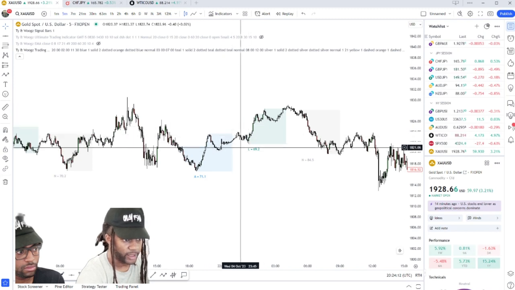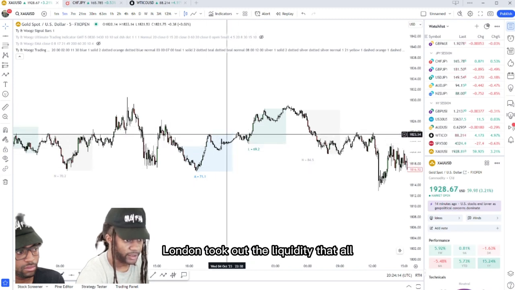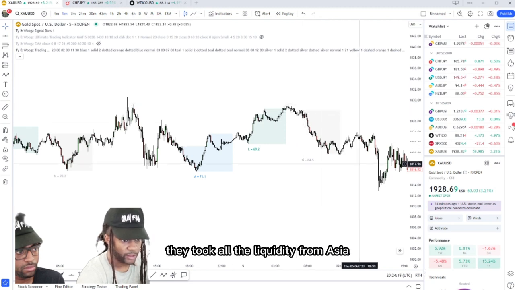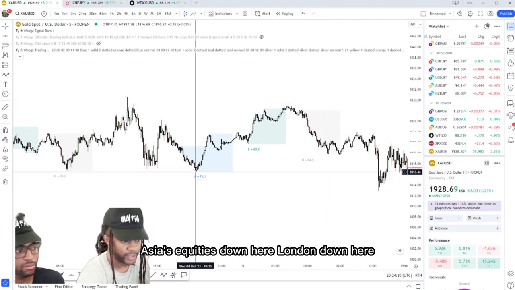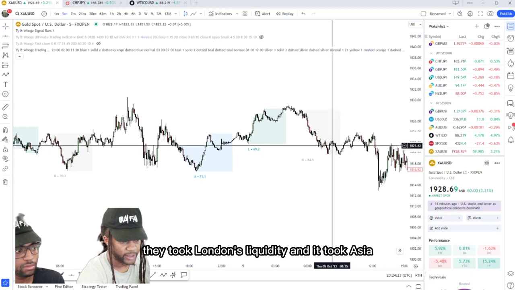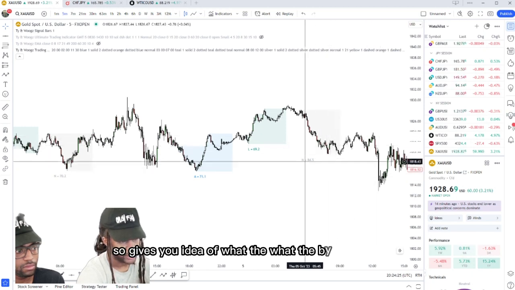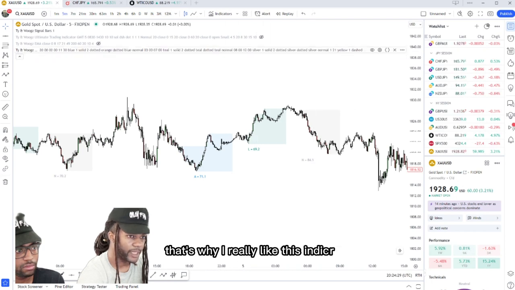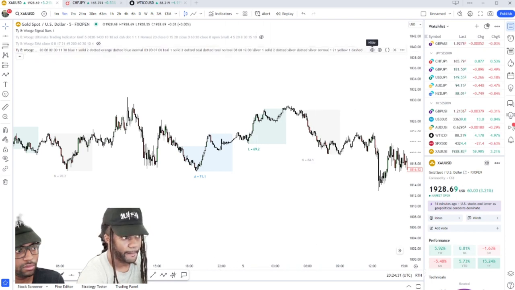Like Asia's right here. London took out the liquidity. Like we pushed the price up higher. New York came. They took all the liquidity from Asia. Asia's liquidity is down here. London's down here. They took London's liquidity and they took Asia. So it gives you an idea of what the banks are doing, which is most important. That's why we really like this indicator.